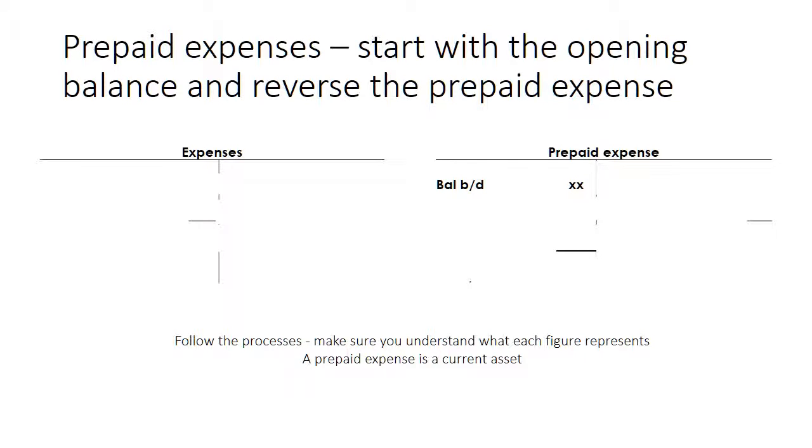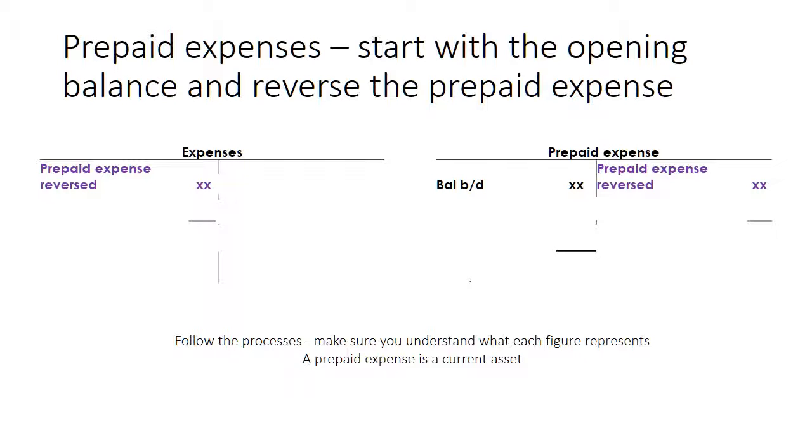So let's start with prepaid expenses then. Remember to start with the opening balance and reverse the prepaid expense. So you see here we have the balance brought down and the prepaid expense. Let's reverse that entry first of all. So we'll take the prepaid expense from the prepaid expense account and move it to the debit side of the expenses account. So we're crediting prepaid expense, debiting expense. So that's that figure reversed at the beginning of the year.